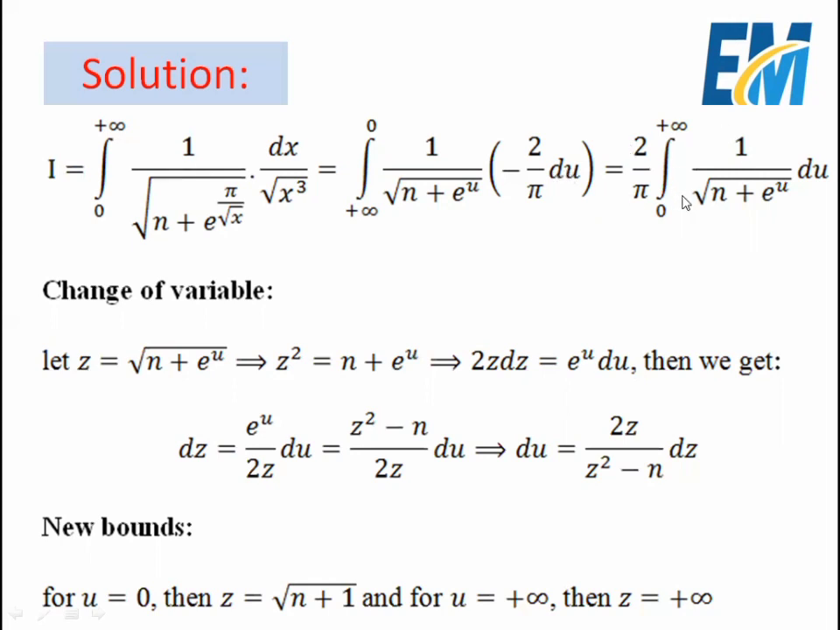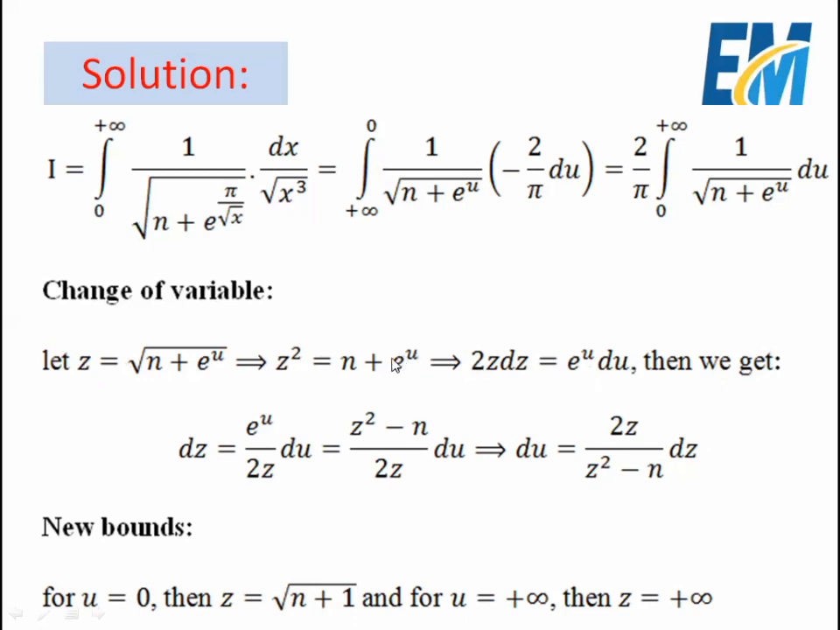So 2 over pi multiplied by the integral from 0 to plus infinity of 1 over square root of n plus e to the power u du. Now let's change the variable another time. We will take this denominator as a new variable. So let z equal square root of n plus e to the u. So z squared will be n plus e to the u, and the derivative gives 2z dz equals e to the u du. Then we get dz equals e to the u over 2z du.